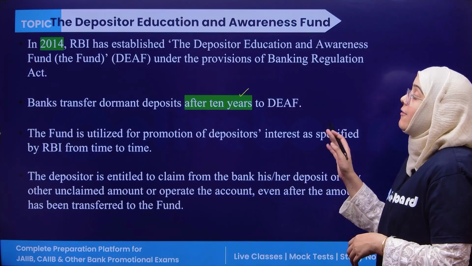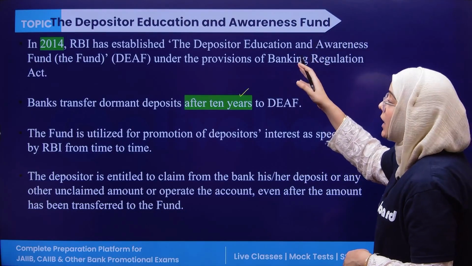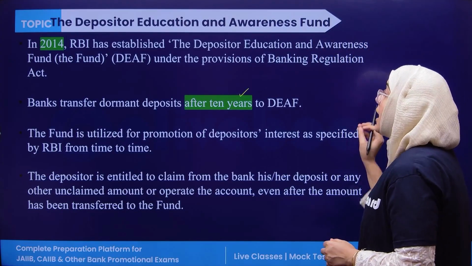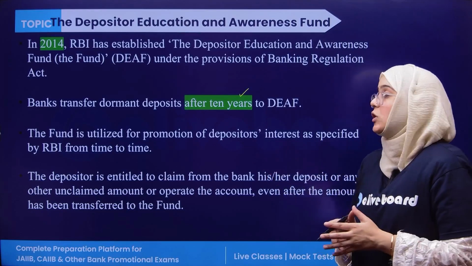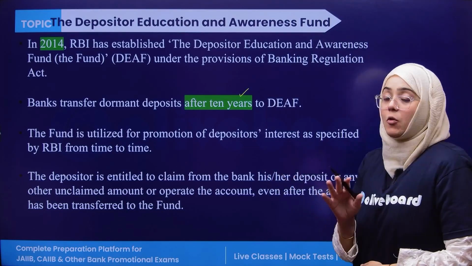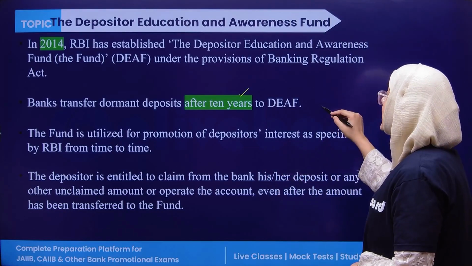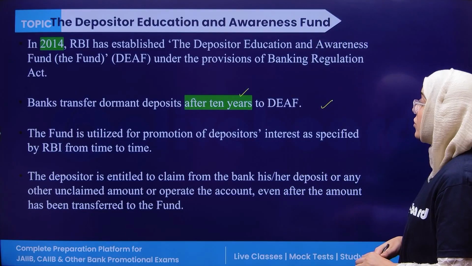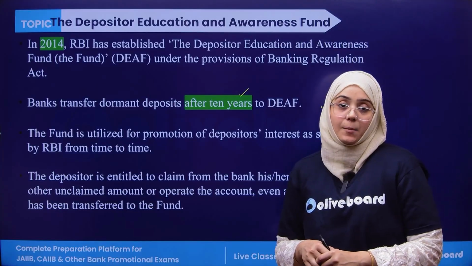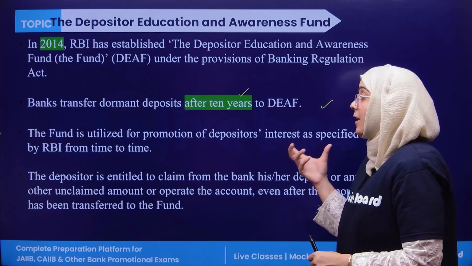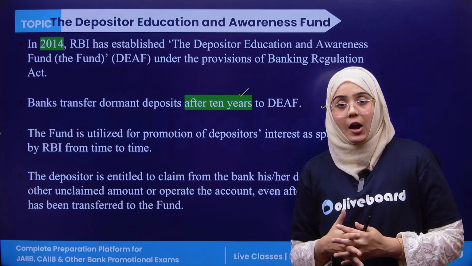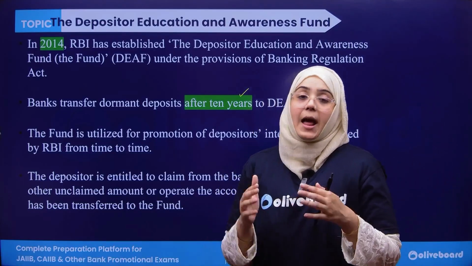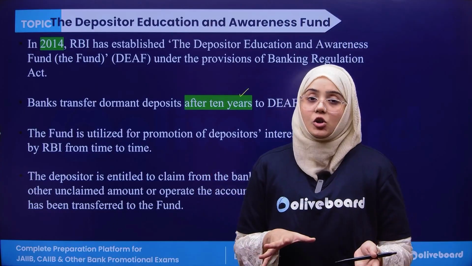DEF has been introduced by RBI, Reserve Bank of India, in 2014, and it is under the Banking Regulation Act. Banks transfer whatever the dormant deposit is after 10 years to DEF. The fund is utilized for the promotion of depositors' interest as specified by the RBI from time to time. The fund in the DEF account is contributed by the members of the DEF, and the members of DEF are banks and financial institutions.